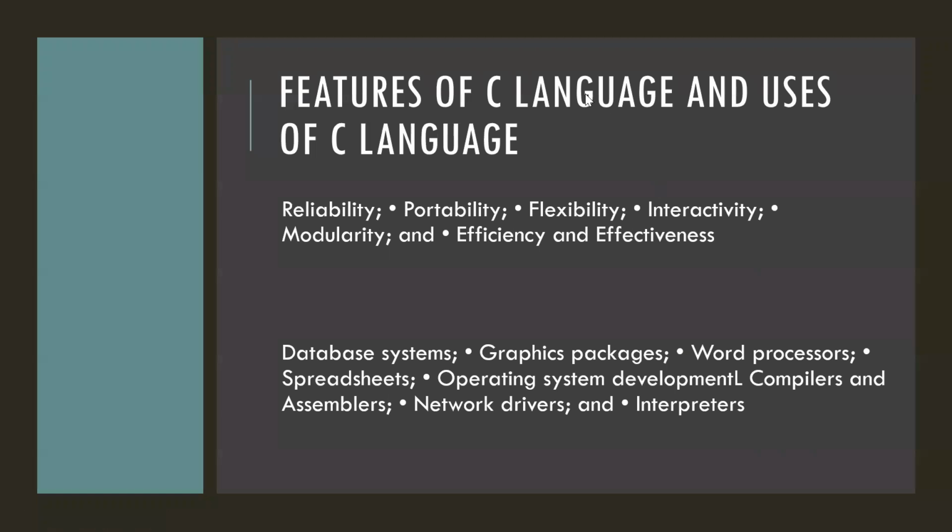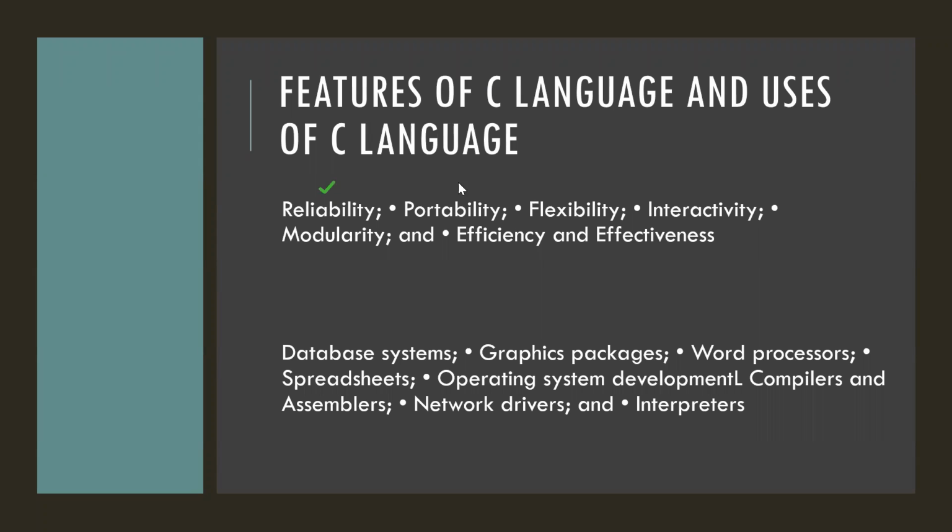Next is, so after the brief history, we now have the features of C language and its uses. So reliability. When you hear the word reliability, it means it is performing what is expected of it. Like if we know that that particular C program will compute for the salary, so we know that every time we use it, it will be able to show us the salary of that employee.